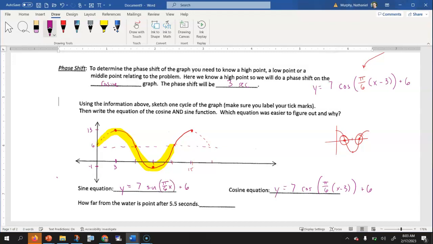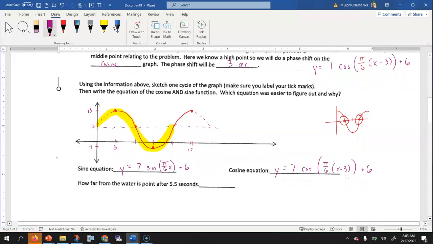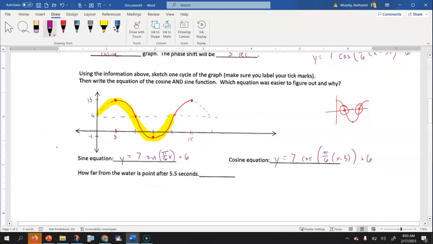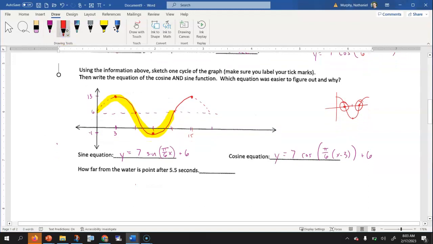So we could write it like this if you wanted to, but that's what your sine function would be. And then to answer this question, how far from the water is a point after 5.5 seconds? We can use either equation. It doesn't matter which one we use, but x would be our time. And so let's just use the sine function, so there's less to do there.